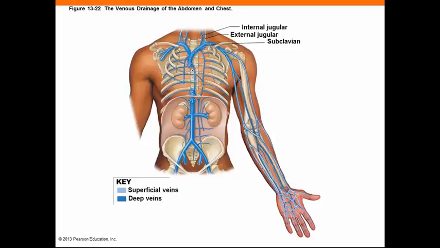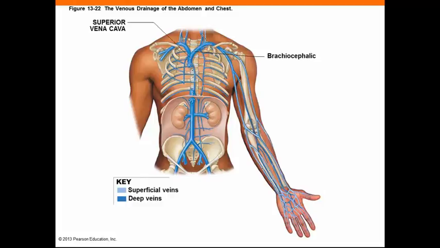The subclavian vein merges with the internal and external jugular veins to create the large brachiocephalic vein. The left and right brachiocephalic veins combine into the superior vena cava. The azygos vein drains the chest wall and joins the superior vena cava before it enters the right atrium of the heart. The inferior vena cava collects most of the venous blood from organs inferior to the diaphragm.